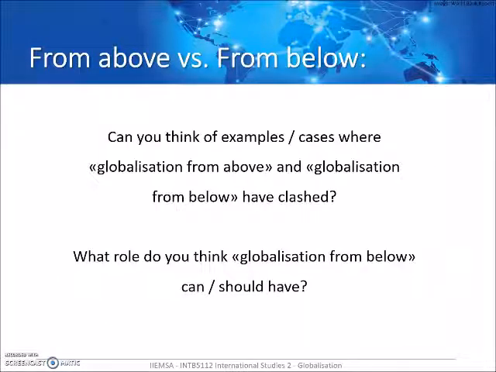And we can discuss this on the Zoom call next week, Wednesday. But try to think of it already so that you can prepare for the session. So basically the question is, can you think of examples or cases where globalization from above and globalization from below have clashed? Can you think of examples in the current world or a few years ago? And also, what role do you think globalization from below can have or should have? So this is a quick activity on the side, we will discuss this on the Zoom call as a group.